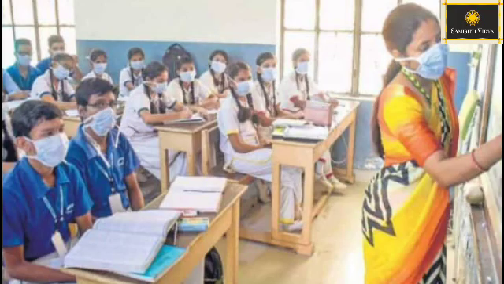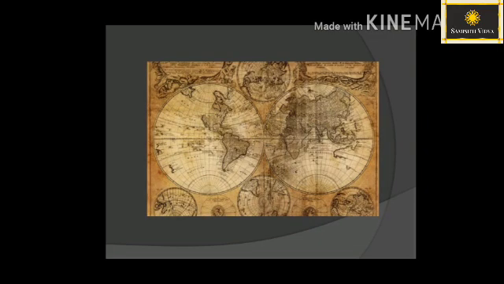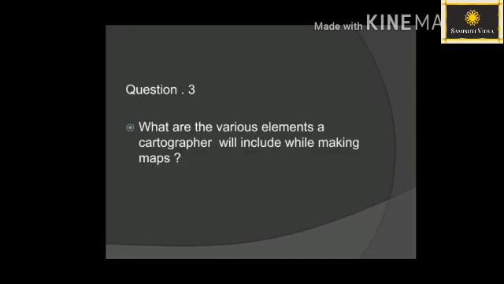Do you remember we discussed Gerardus Mercator? He was a Flemish geographer and cartographer. In 1569, he devised a technique to draw the world map on a flat surface. This technique is known as the Mercator projection. He was also the first to publish a collection of maps in the form of a book and name it Atlas. Now, here is another question for you. What are the various elements a cartographer will include while making a map?